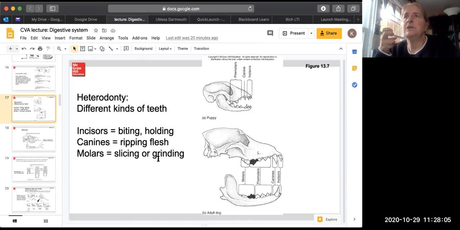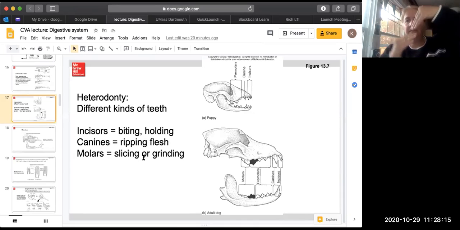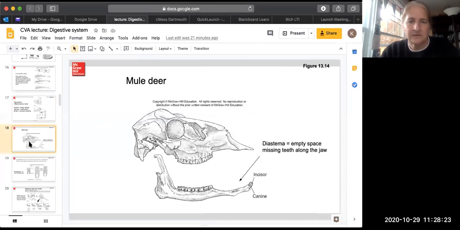So the chewing molars. Some molars are shaped so that they will slice, and some are more for grinding. So they've got like a wide surface area. I think I have some pictures of it.